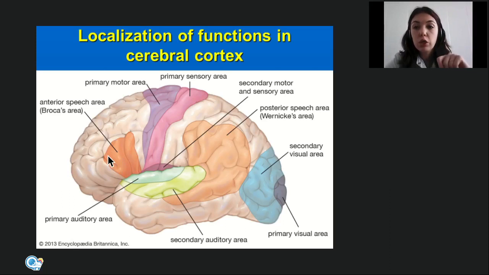In case of any injury, hemorrhage, trauma of this area, person loses an ability to speak, but he doesn't lose an ability to understand the speech. He doesn't lose an ability to write, read. He can do all of the things, and he can pronounce sounds, but he cannot combine the sounds to form a word. Yes?